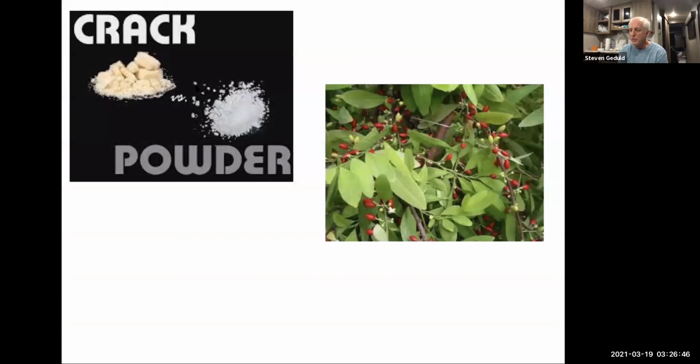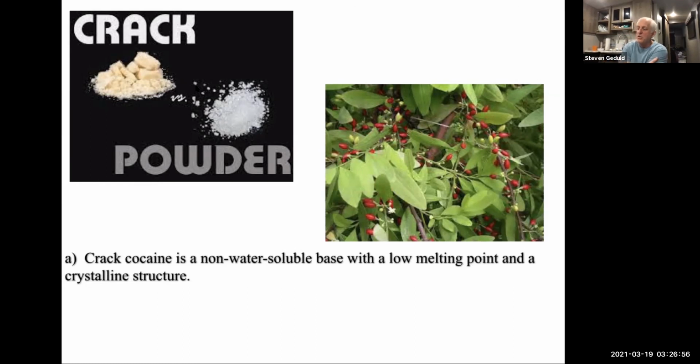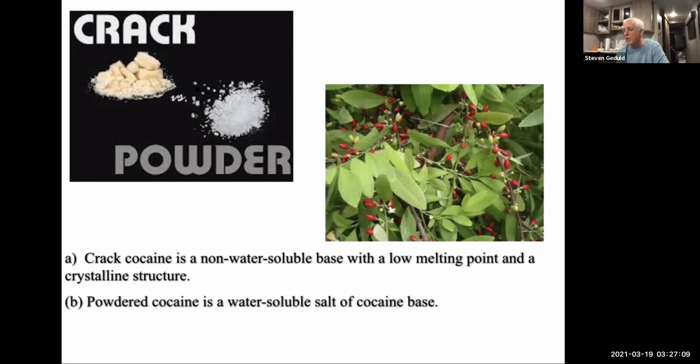Okay, and you form the powder, which you can sniff or make soluble in a compound and inject. That's what the coca plant looks like. So crack cocaine is a non-water soluble base with a low melting point and a crystalline structure. You can smoke it. Powder cocaine is the water soluble salt of the cocaine base.